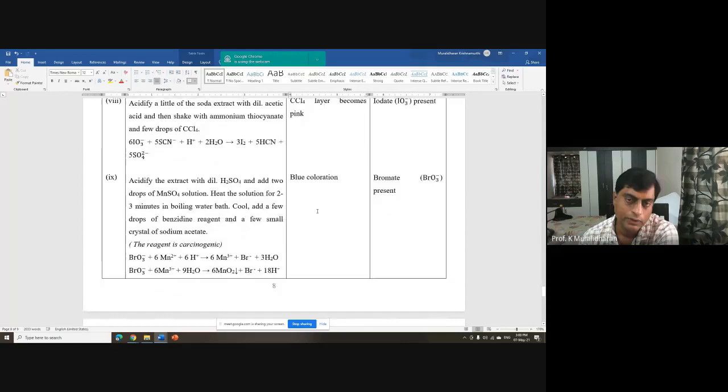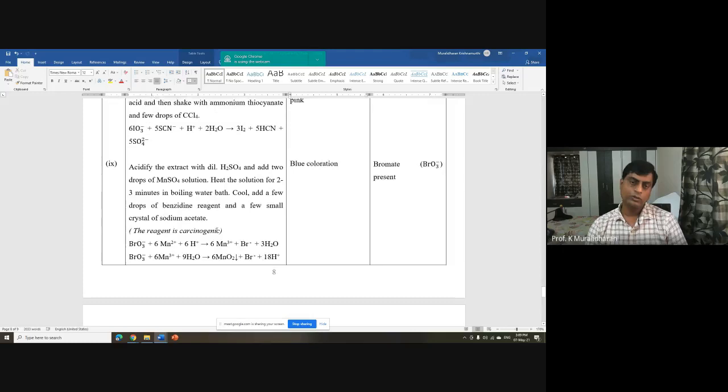And bromate now. Here what we are doing is taking the sodium carbonate extract, and you will be adding sulfuric acid and manganese sulfate solution. Heat the solution for 2 to 3 minutes, boiling with the water bath. Okay, you have to really heat to boil using a water bath only, not directly on the Bunsen burner. And after that, cool it slowly. After boiling, you have to keep it for 5-10 minutes. It will be getting cool, and a few drops of benzidine reagent and a few small crystals of sodium acetate will be added.